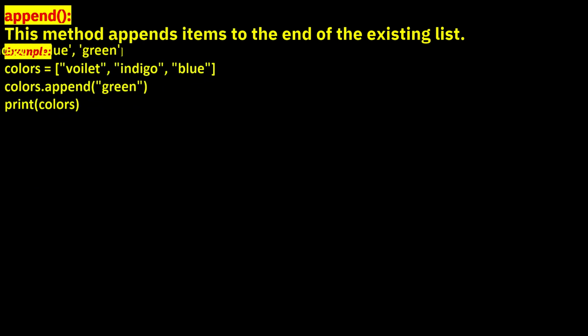append. This method appends items to the end of the existing list. Example. colors = [violet, indigo, blue]. colors.append('green'). print(colors). Output: violet, indigo, blue, green.